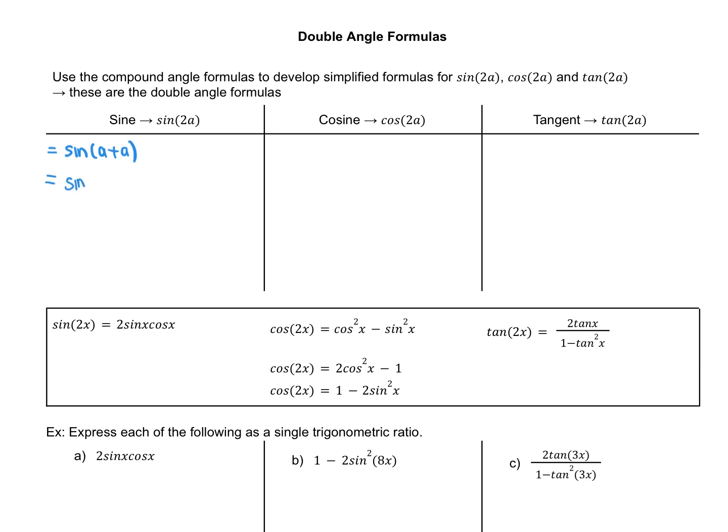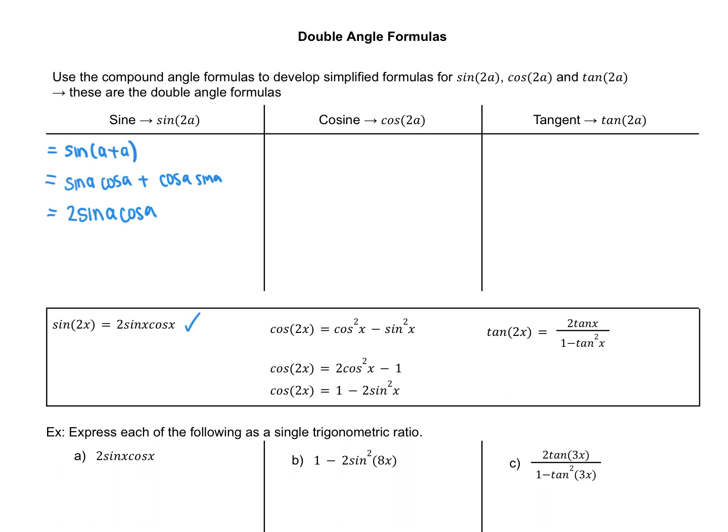So we're going to have sine A cos A plus cos A sine A. These are like terms. They both have a sine A and a cos A attached by multiplication. So we can simplify this to 2 sine A times cos A. And there's our first double angle formula.